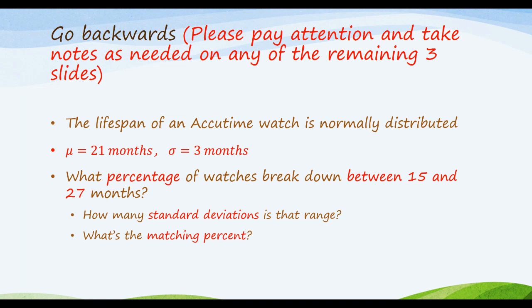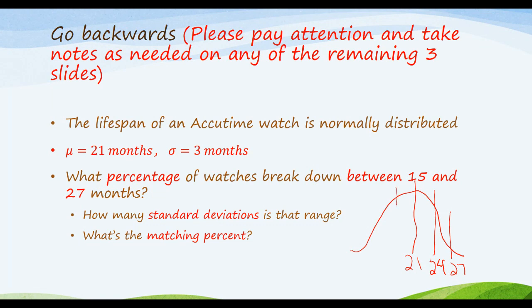So again, if you guys are more of a visual person, you can draw that bell curve. You can put your 21 here. You can start using the standard deviations. So 21 plus 3 brings us to 24. Notice they want 15 to 27 months, so that means we want to go up one more. So 24 plus 3 brings us to 27.